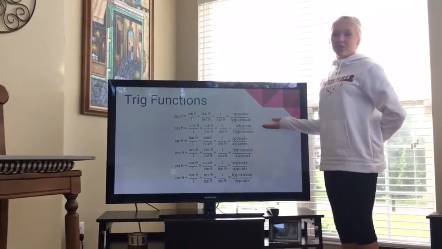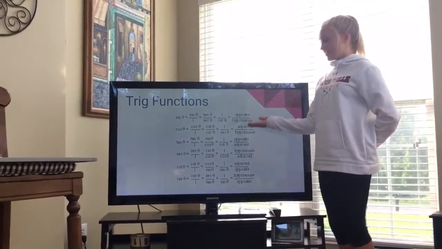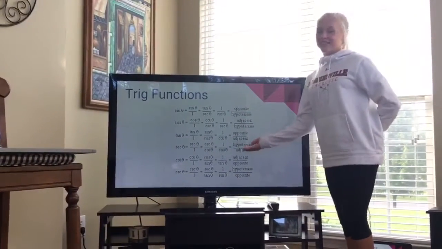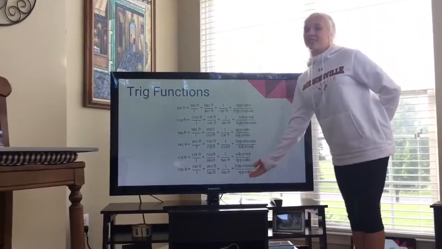Okay, so here's a list of our trigonometric functions. We have sine, cosine, tangent, secant, cotangent, and cosecant.